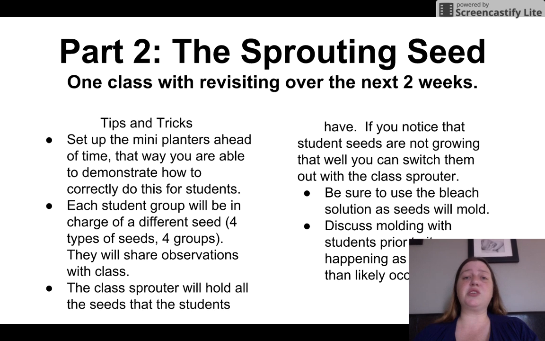Even with the bleach solution, it's not guaranteed not to mold. Have them look out for the mold. Once they see a little bit of mold on a seed, you want to remove that seed right away so the rest don't grow that mold on it.